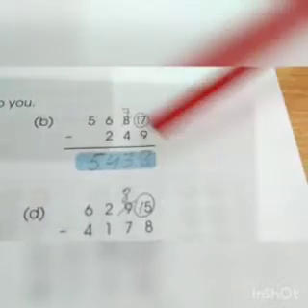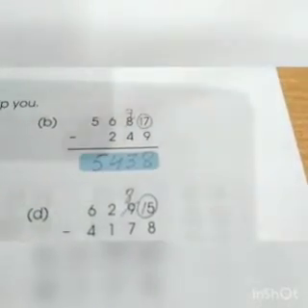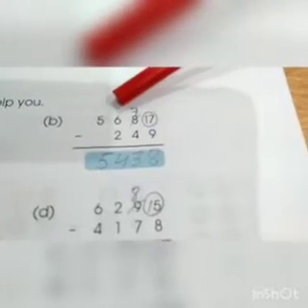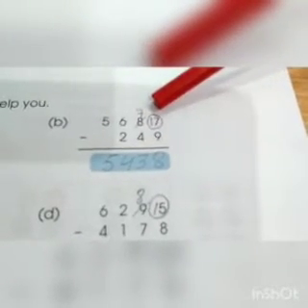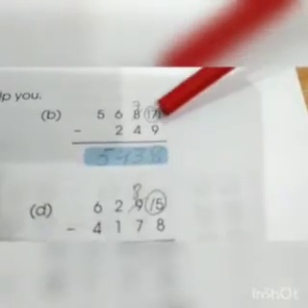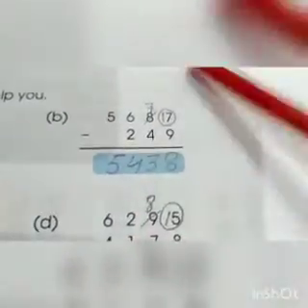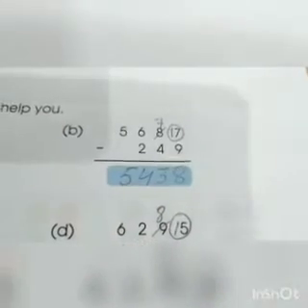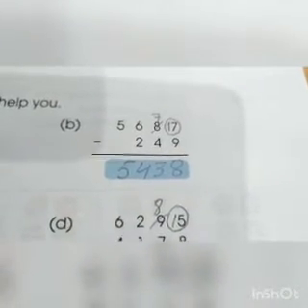Okay, we can't subtract because 7 is smaller. We need to borrow from 8. Give me one of your 10s so I can be 17. 17 minus 9 is equal to 8. And 7 minus 4 is equal to 3. 6 minus 2 is equal to 4, and 5. The answer is 5438. You have to write the answer.